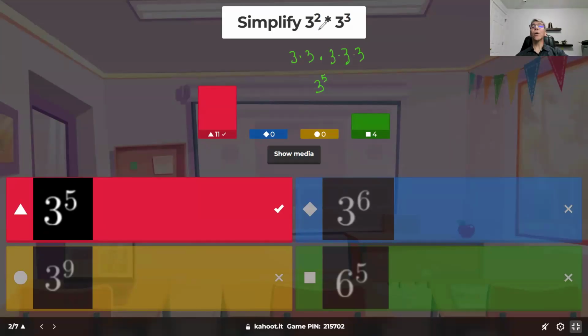Okay, you see that we are not multiplying the bases. We don't multiply the bases here. So it's not like we have 6 to the fifth. No, that would not be correct. That would be very different.